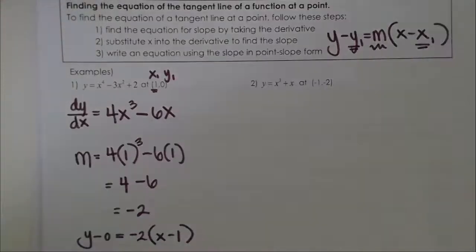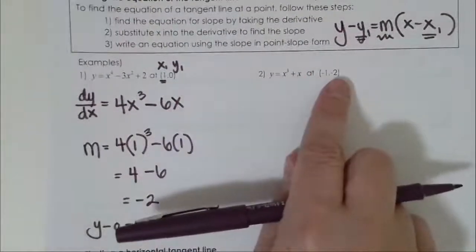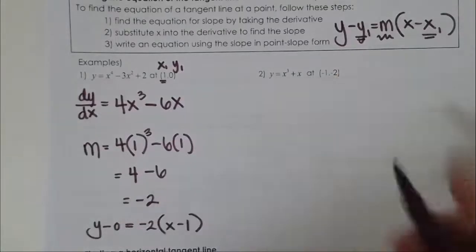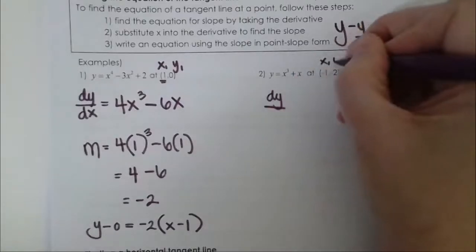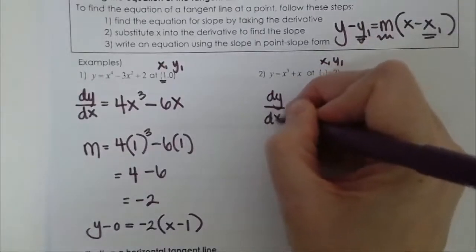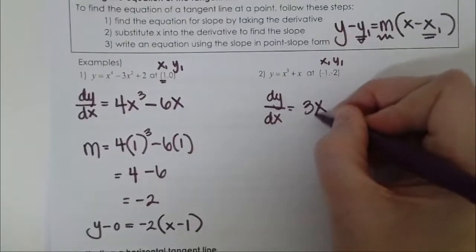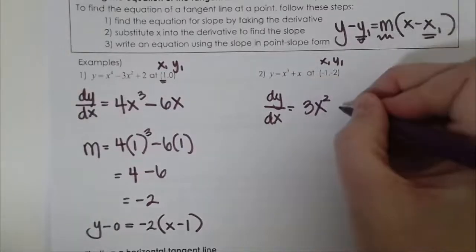Next up, let's do it one more time. We have this equation that's a cubic, and we want the tangent line at the point (-1, -2). So take your derivative. We have our x1, our y1. We need the slope, and slope is the derivative. So 3 would come out front, x squared is what I have on that first one, and the derivative of x is simply just 1.